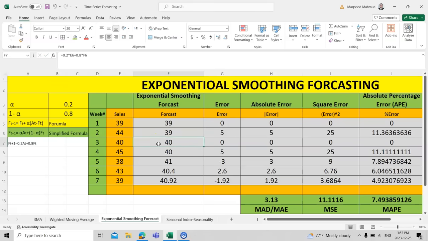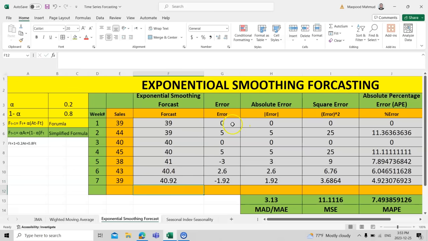For week 3 we did the same thing, and for week 4 we did the same thing. For week 5 also the same thing, and similarly for week 6. We take the previous actual value and forecast value and multiply them by alpha and 1 minus alpha.